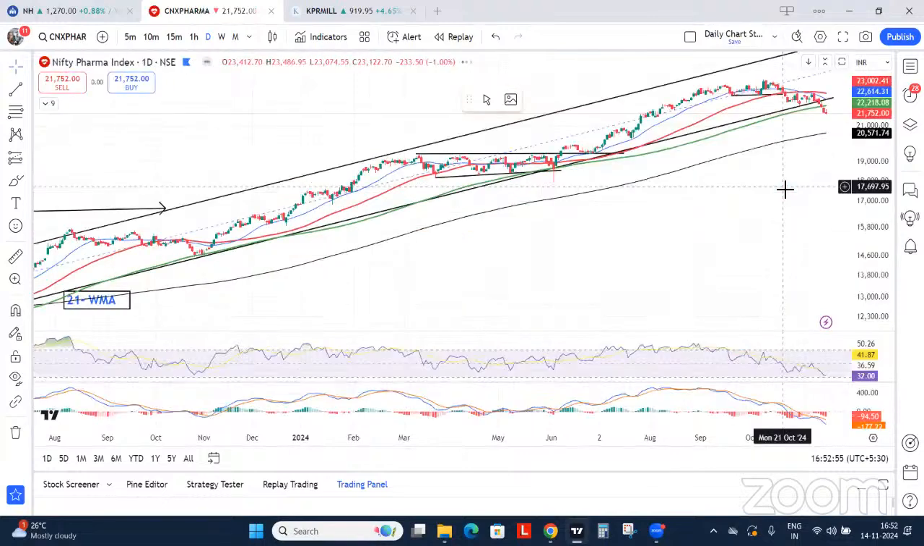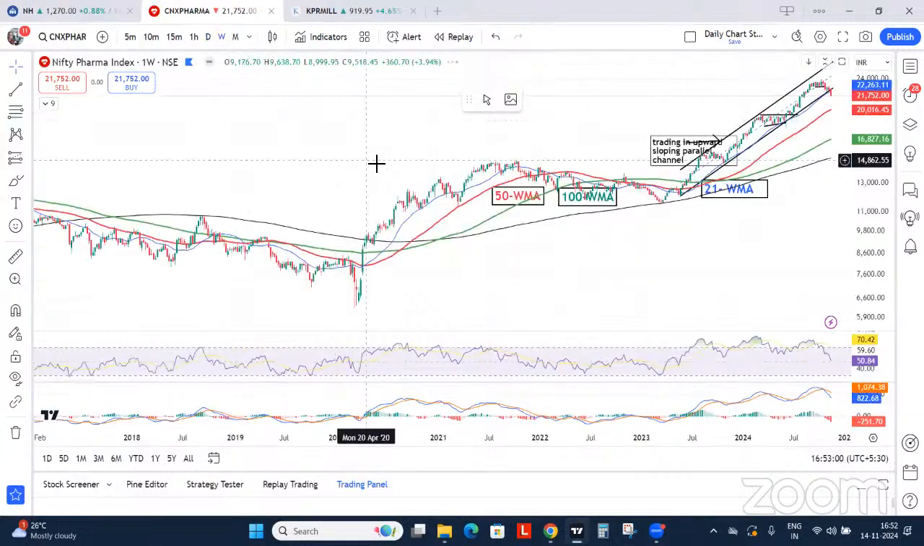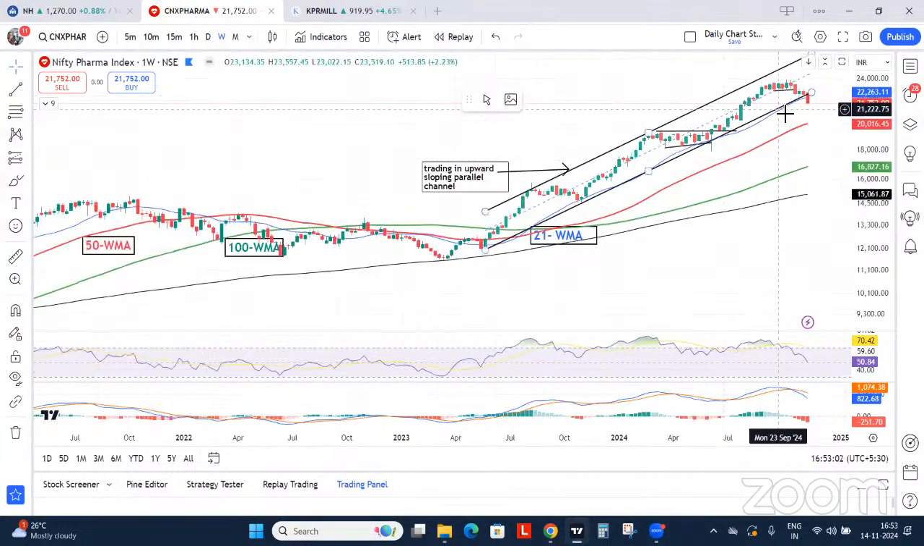And the next sector is Nifty Pharma. On the weekly time frame chart, it was a very good chart, even though the majority of sectors were falling last month, especially in September. This sector held up very well. However, due to the overall market fall, this index has also been showing some weakness.